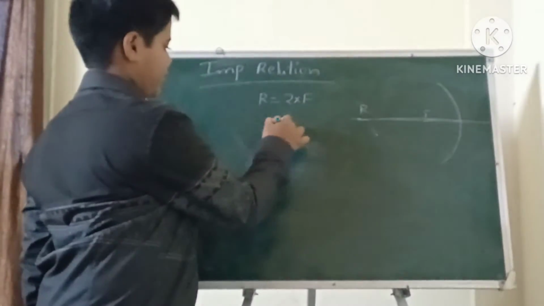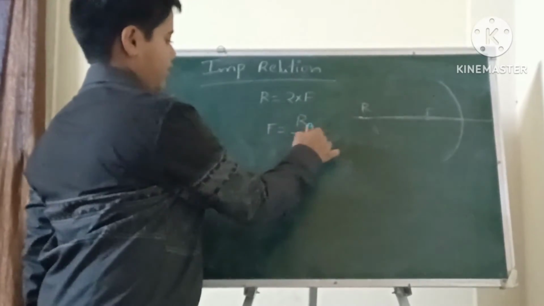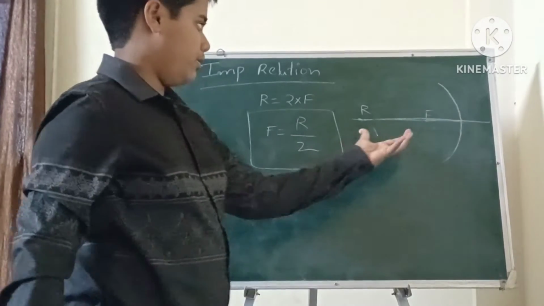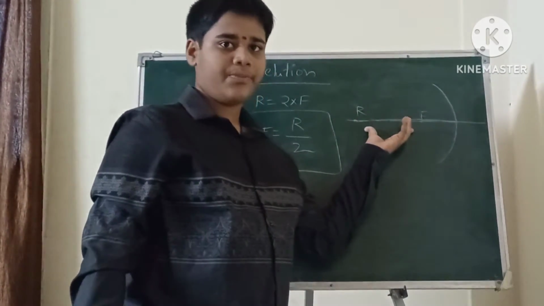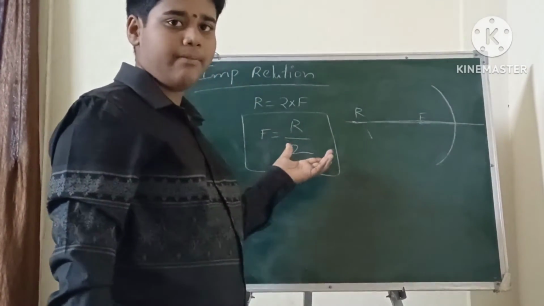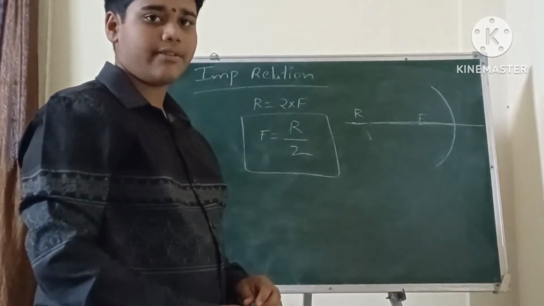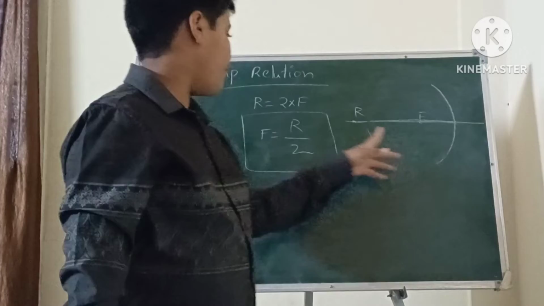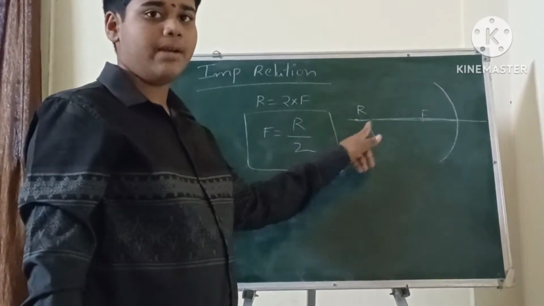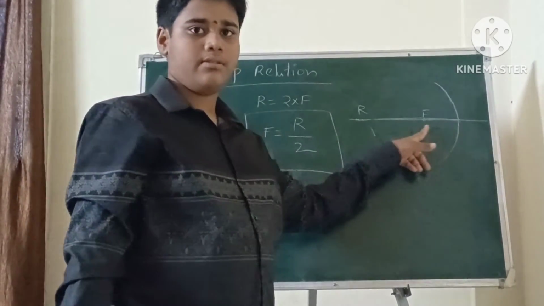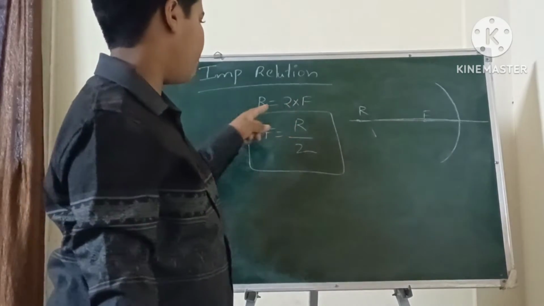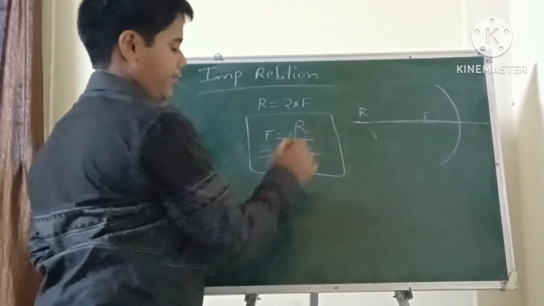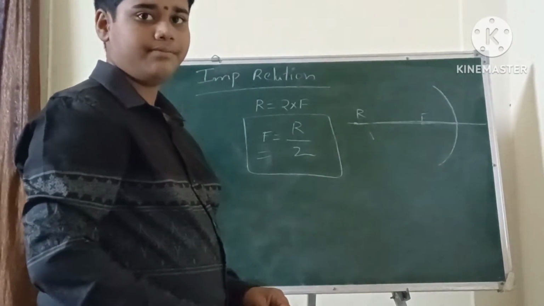Focus is equal to radius by 2. In a question, if they give the radius, we can find the focus by dividing the radius of curvature by 2. If they give the focus, we can find the radius of curvature by doubling this length. So this is an important relation: focus is equal to radius of curvature by 2.